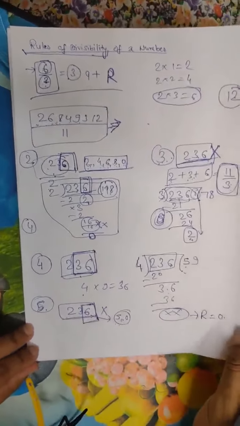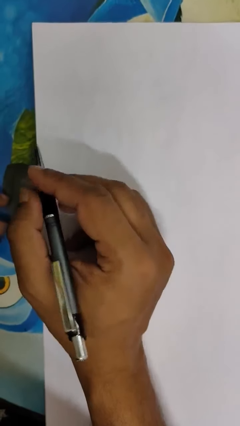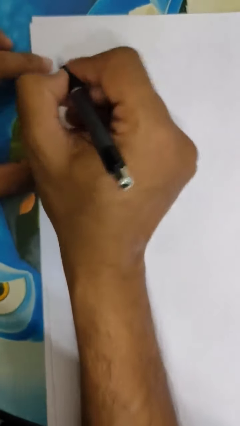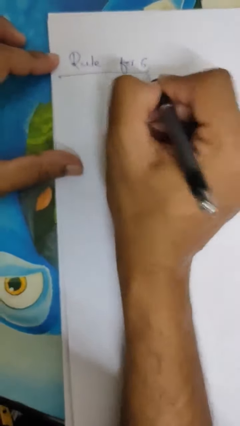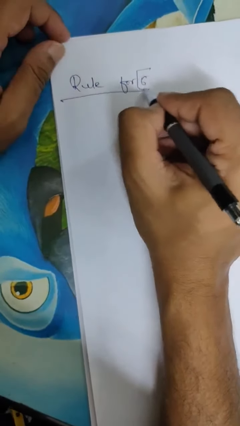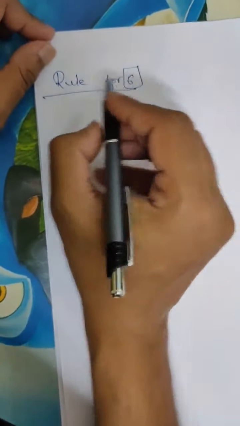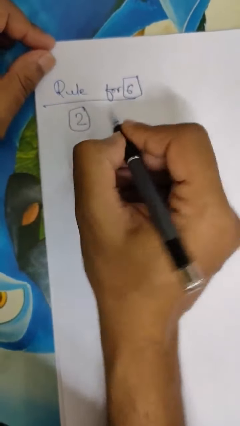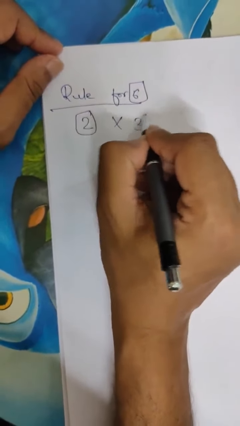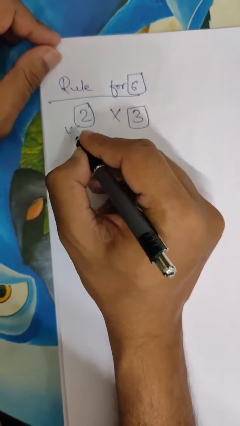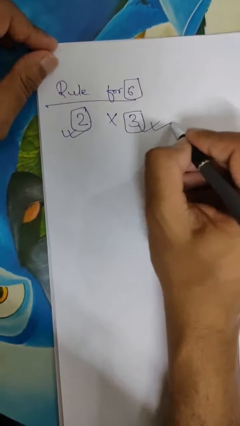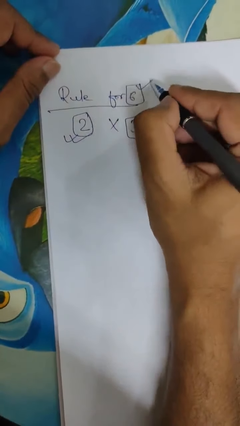Now let's see the divisibility rule for 6. There is no definite rule for 6. All we have to do is check the rule for 2 and the rule for 3. If a number passes the divisibility rule for 2 and rule for 3 both, then it's divisible by 6.